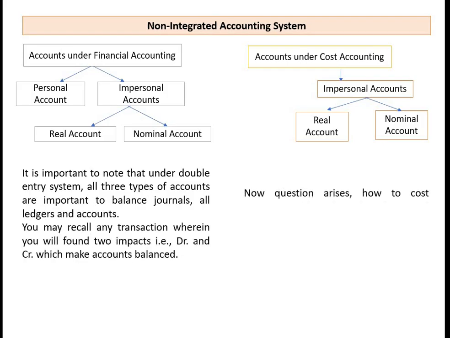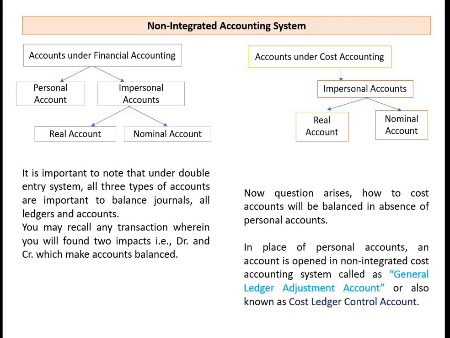And if there is no personal account, then the question arises how the cost accounts will be balanced in the absence of personal account. So we create one more account, which is known as the general ledger adjustment account, also known as the cost ledger control account. Both are synonyms. Some accountants follow the general ledger adjustment account and some the cost ledger control account. In foreign countries, mostly the cost ledger control account is prepared instead of the general ledger adjustment account.